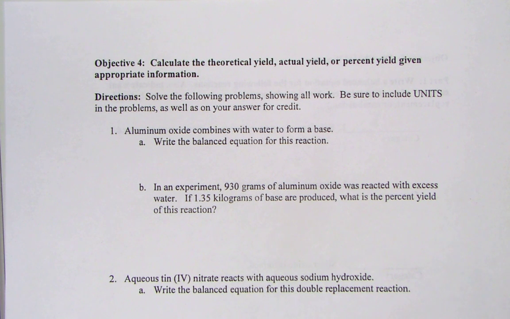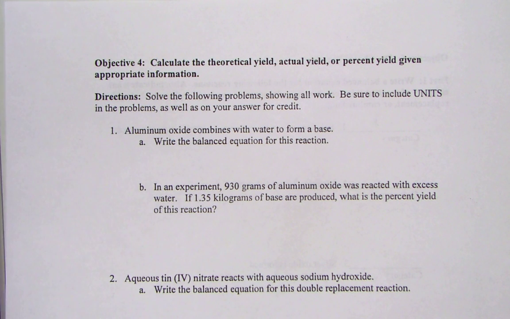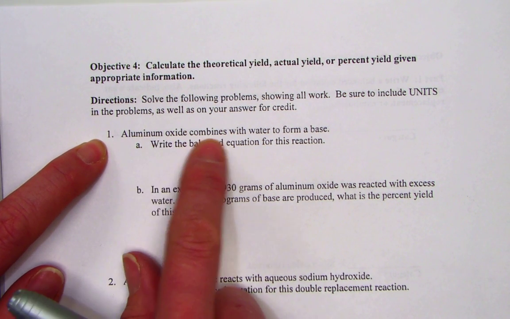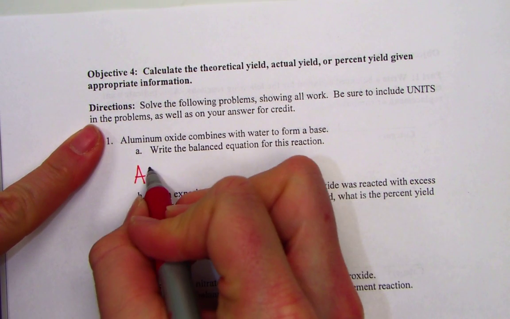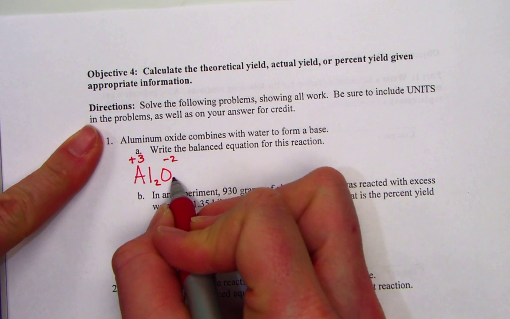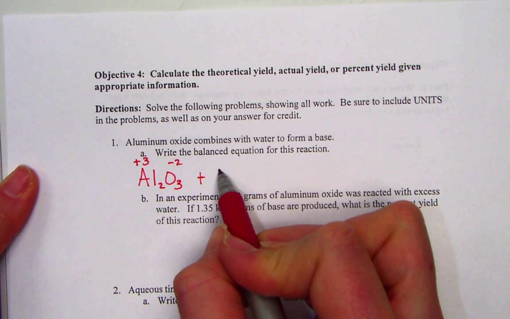Go ahead and take a peek at Objective 4, calculating theoretical yield. In our first equation, it says aluminum oxide combines with water to form a base. This is coming from our combination helpful hint page. When I think about aluminum oxide, that's Al with a +3, O with a -2, so when I crisscross, we get Al2O3. Reacts with water.